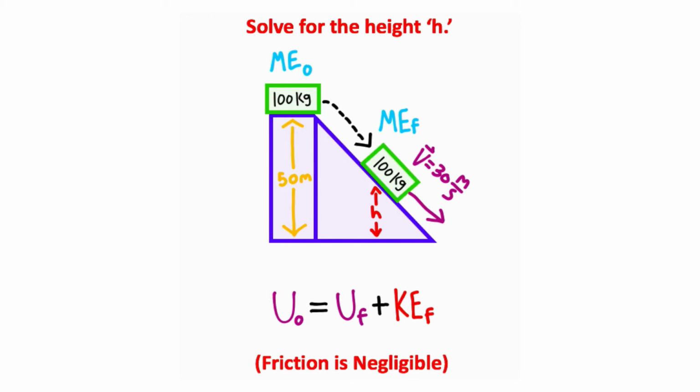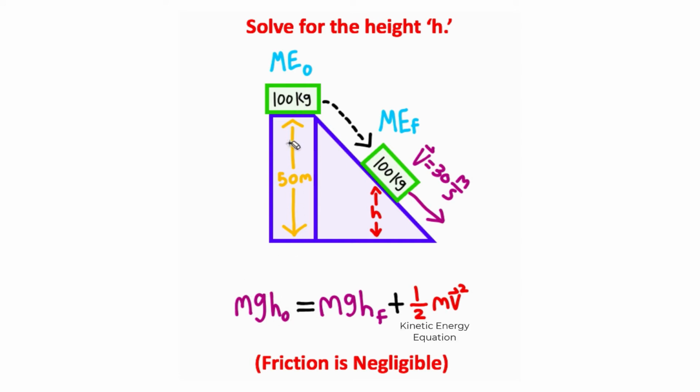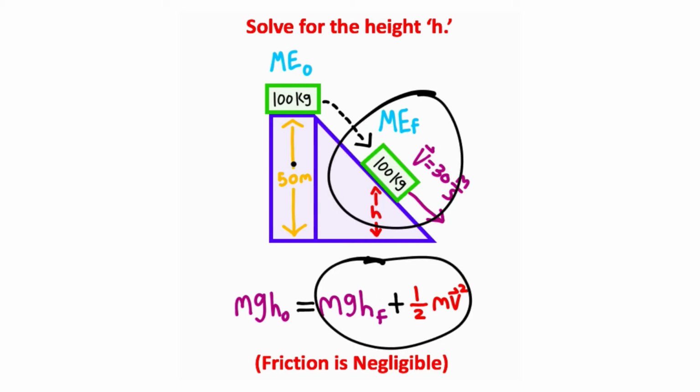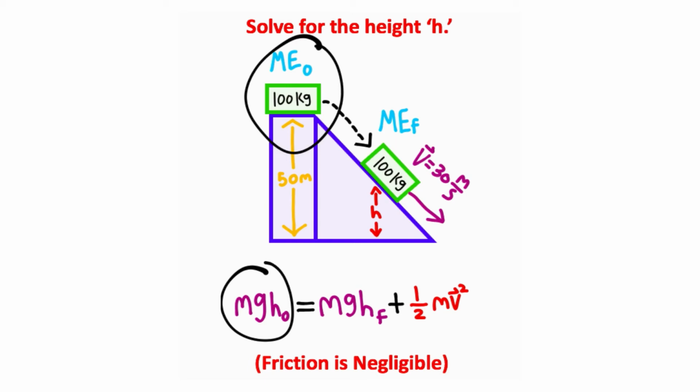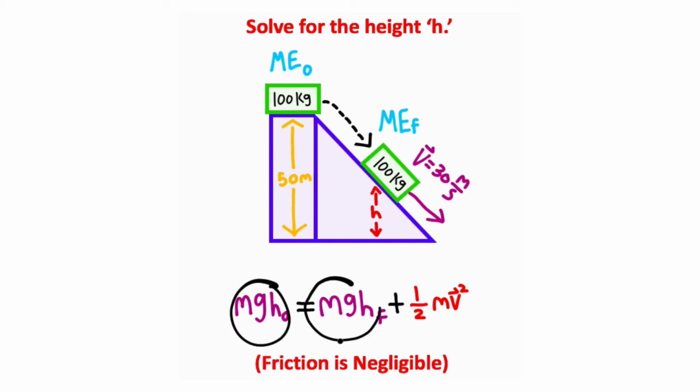Now I'm going to replace the potential and kinetic energy with the corresponding equations. Gravitational potential energy is mass times gravitational acceleration times height. Notice we have the initial height, which represents this height, and the final height, which represents this height. This represents the block at our final position. This represents the block at our initial position. Now notice that I have mass in every single one of these equations, so I can cancel the mass across the board.